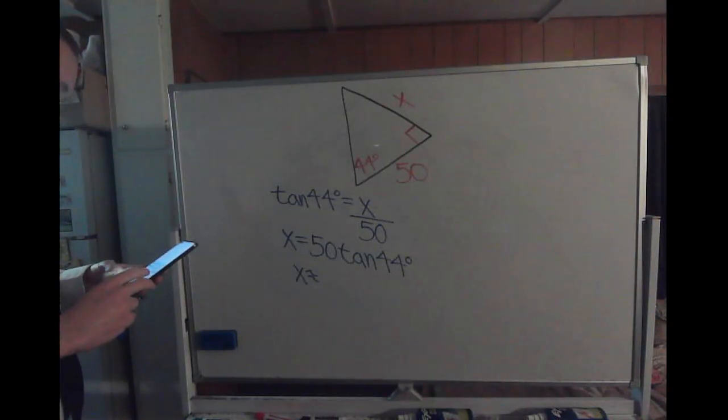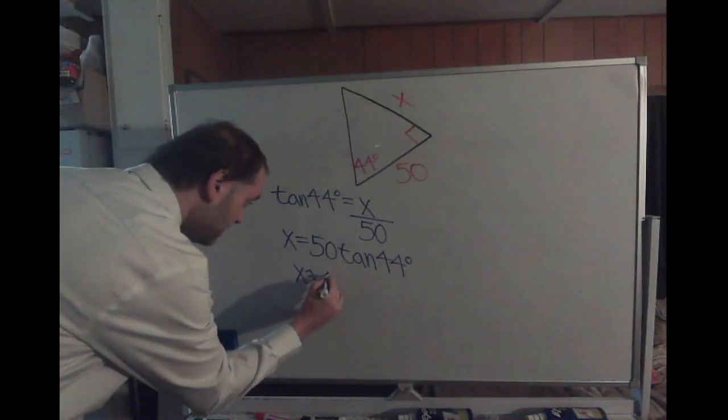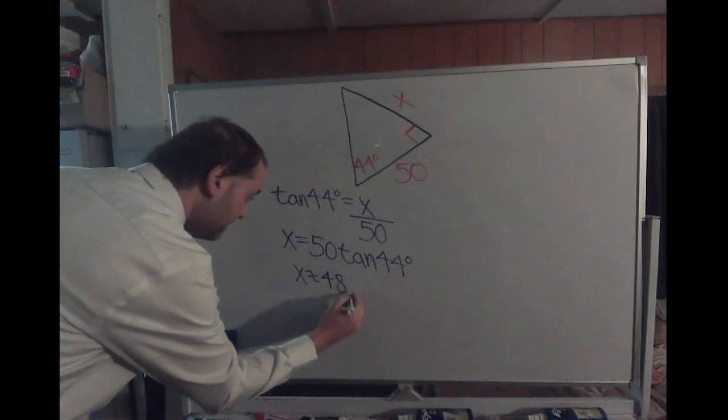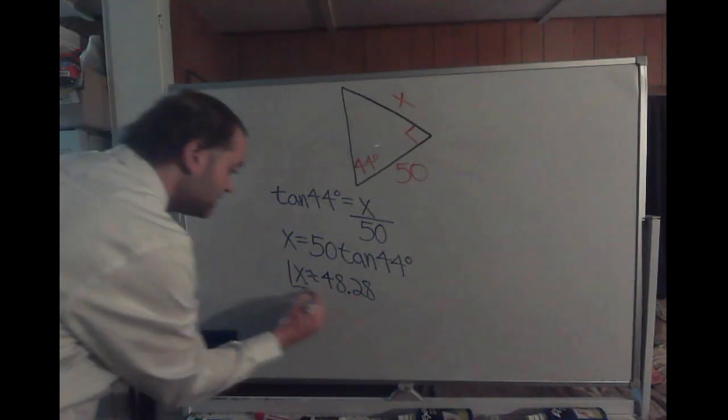So let's go ahead and input this bad boy. You get that x is about 48.28. So x is approximately equal to 48.28. That's what you would get.